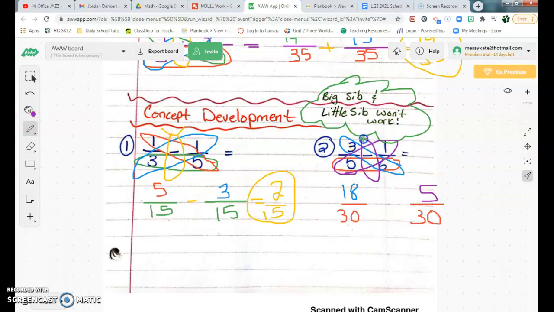Always remember that body. Need to subtract. So my denominator is going to be 30. 18 minus 5 is 13. I'm sorry. So 13 over 30 is my answer there. Again, these are just review. We've done these before. We're just subtracting fractions with unlike denominators using the butterfly method.